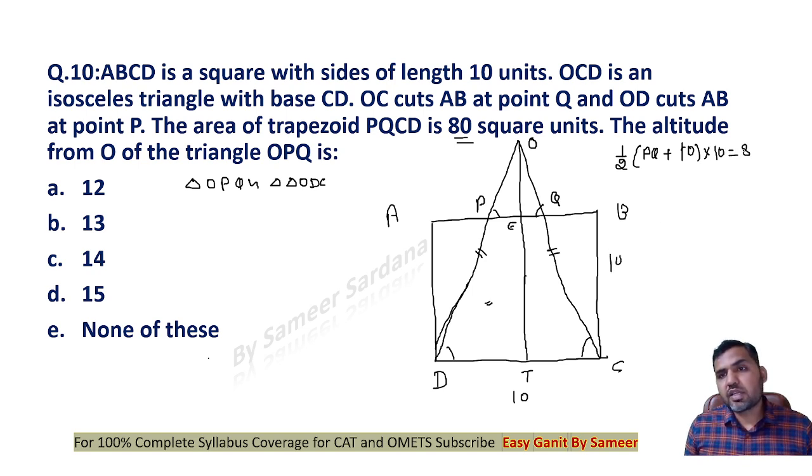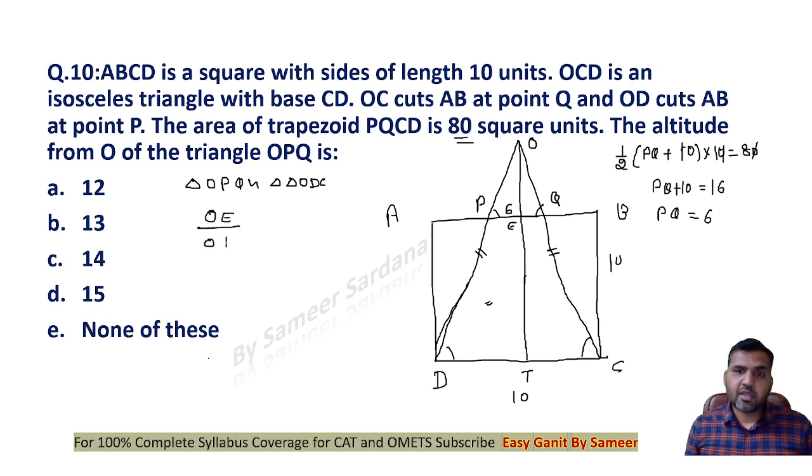Now this is given to me as 80. Right. Now this gets cancelled, so we get PQ plus 10 is equal to 16. So guys, the PQ length will be equal to 6. Right, so these two triangles are similar. We can easily find out the ratio of the altitudes. Can I say that the altitude OE and OT will be the same as the ratio of the base PQ and the base CD.